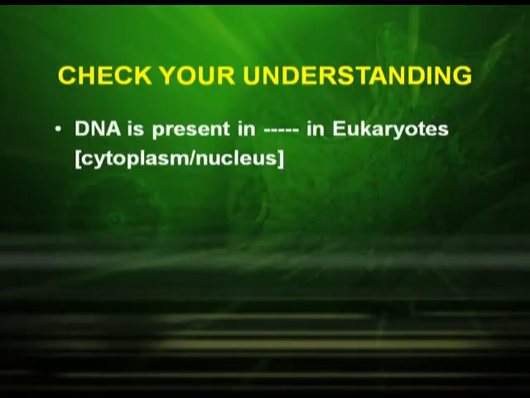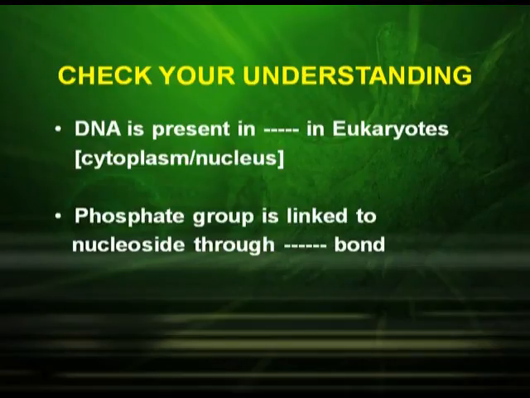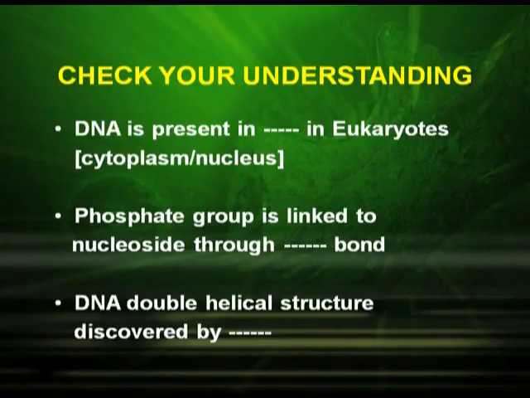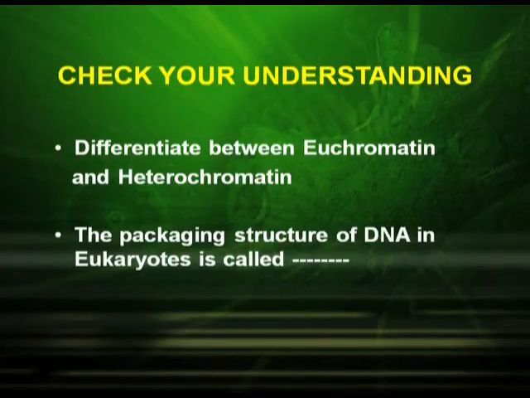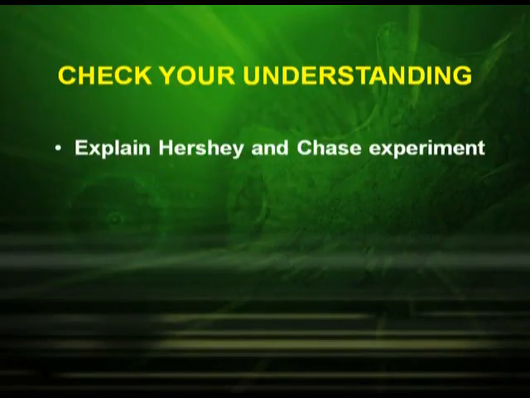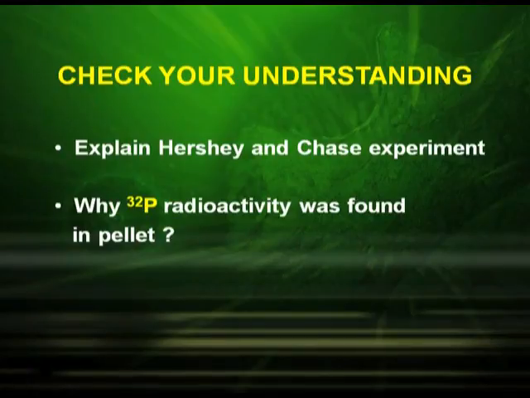Now, you can check your understanding with the following questions. The DNA is present in eukaryotes in two options, the cytoplasm or the nucleus. The phosphate group is linked to the nucleoside through which bond? The DNA double helical structure was discovered by whom? Differentiate between euchromatin and heterochromatin. The packaging structure of DNA in eukaryotes is called what? Explain the Hershey and Chase experiment. And the last question, why was P32 radioactivity found in the pellet?